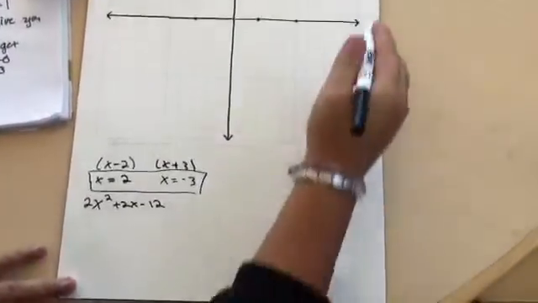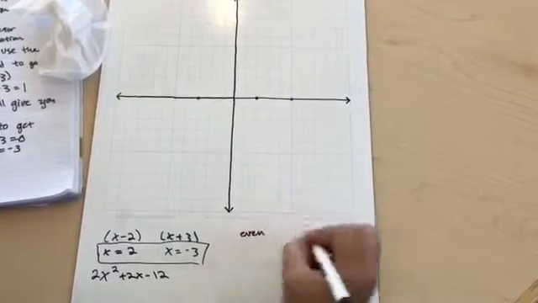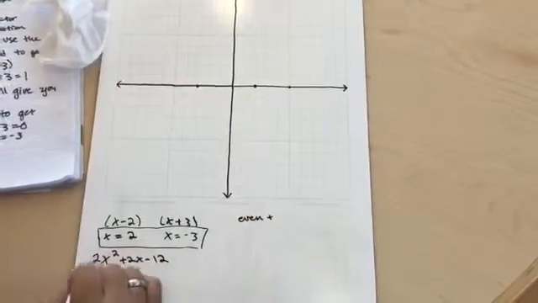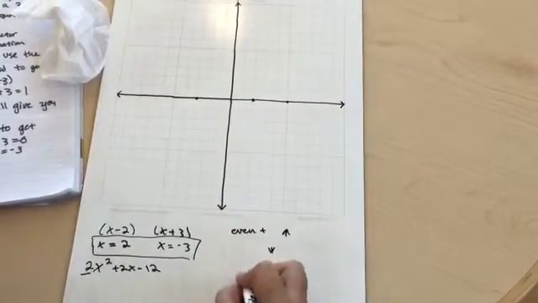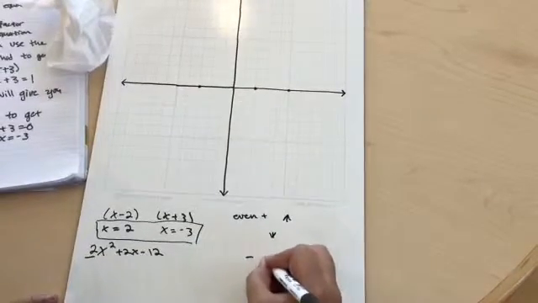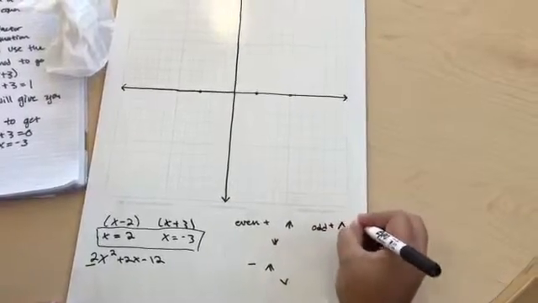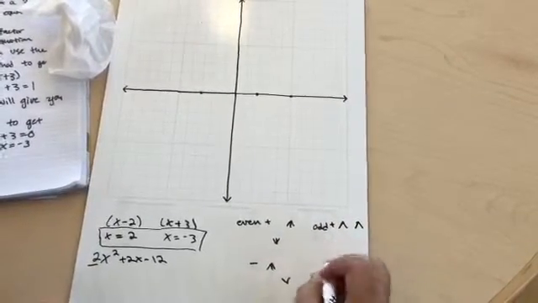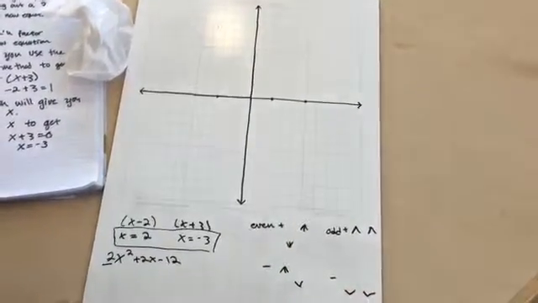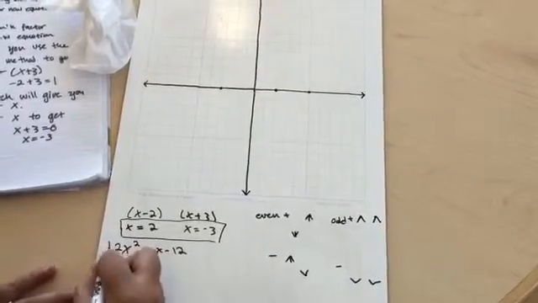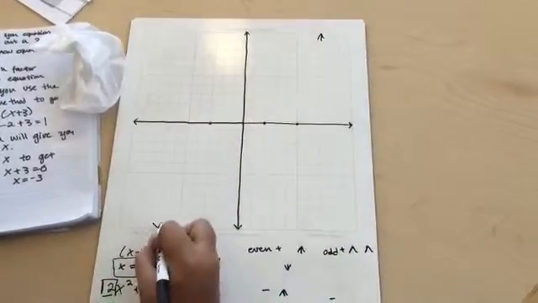So now you're going to try and figure out which way your zeros will go. If your leading coefficient is even and positive, your graph will have the arrows going this way. If it's even and negative, it'll be the opposite. If it's odd and positive, the arrows will go this way. And if it's odd and negative, your arrows will go that way. So by looking at your leading coefficient, you see that it's even and positive. So that means that your arrows will go here and here.